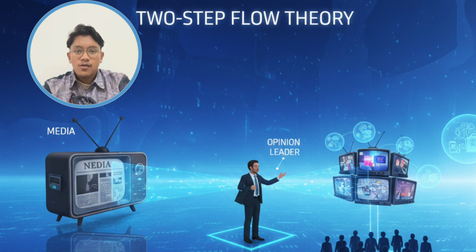The two-step flow theory was developed in the 1940s by Paul Harswari and his colleagues. This theory challenges the idea of direct media effects. According to this theory, media messages first reach opinion leaders, who are individuals that are more knowledgeable and active in media usage. These opinion leaders then influence others through interpersonal communication.